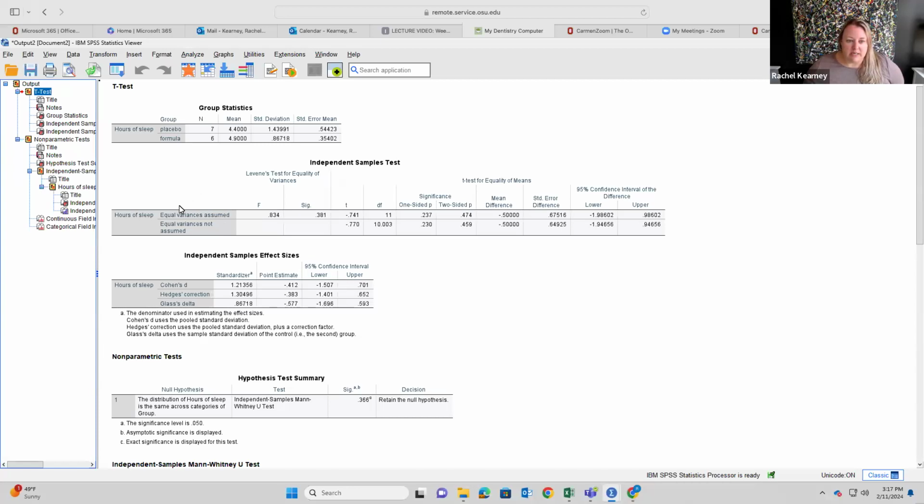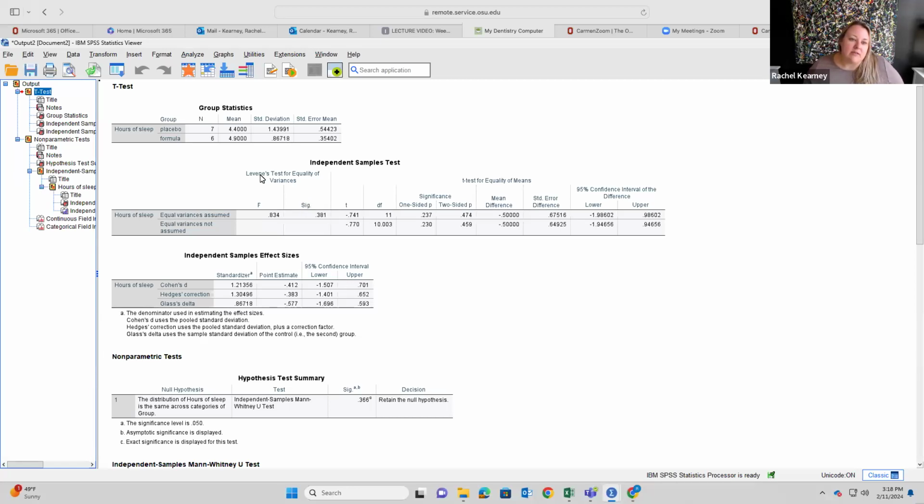And in reading this, this portion here is the portion that you're going to look at to determine if there is a difference between the placebo and the formula group. So what you need to decide first is which row you're going to read. There are 2 rows to choose from: equal variance is assumed and equal variance is not assumed. So how do we decide which one to use? We're going to use Levene's test for equality of variances. And this is automatically calculated in this output.